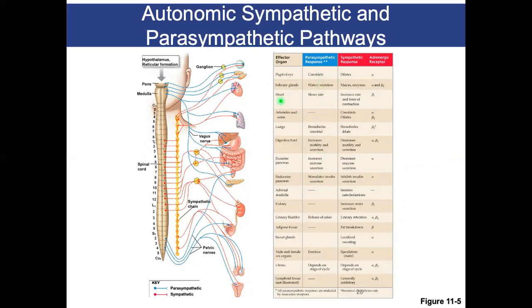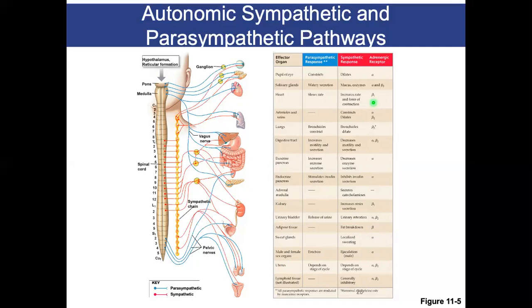So let's take a look at heart, okay? The ones that I want you to know for the exam are the heart and the digestive tract. So heart, the sympathetic nervous system, is that going to excite the heart or is it going to slow down the heart? Okay, so if you look at the sympathetic response, it's going to increase rate and force of contraction for the heart. What's the dominant receptor on that heart? It's going to be beta 1. You guys don't know this yet, but we'll talk about it.